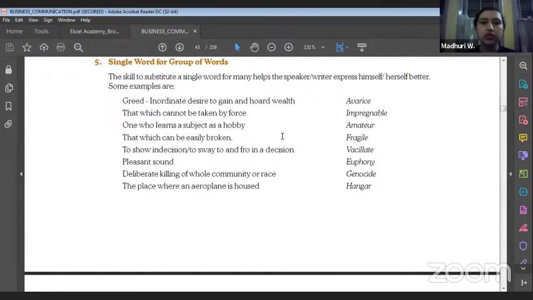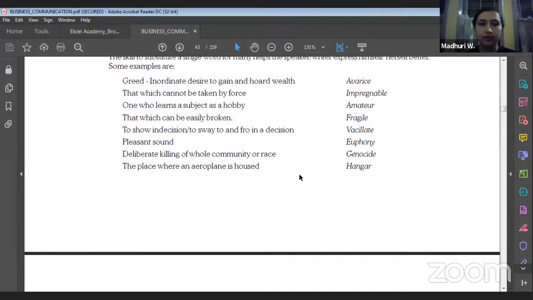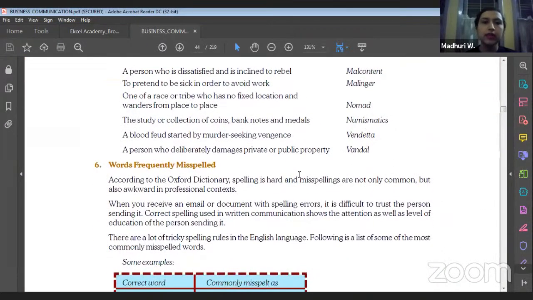To show indecision or to sway to and fro in a decision, that is to vacillate. Okay, to move from one place to another, to sway. Unpleasant sound is a cacophony. Could be noise, cacophony. Deliberate killing of a whole community or a race is called genocide. A place where an aeroplane is housed is called a hangar. Similarly, a person who is dissatisfied and is inclined to rebel is somebody who is malcontent. Not content, he is or she is dissatisfied.